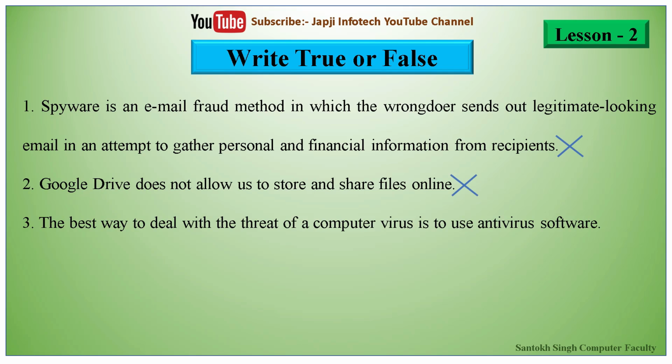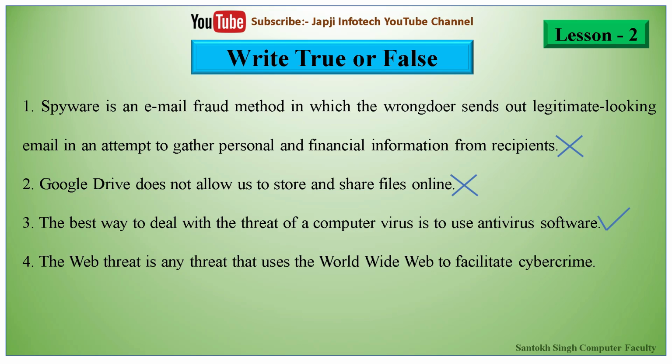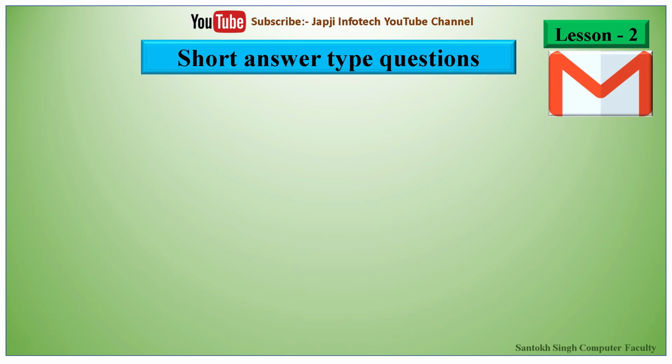Third one is: the best way to deal with the threat of a computer virus is to use antivirus software. True. Fourth one is: a web threat is any threat that uses the World Wide Web to facilitate cyber crime. True. Fifth one is: Google Meet is a video conferencing service by Google. True.